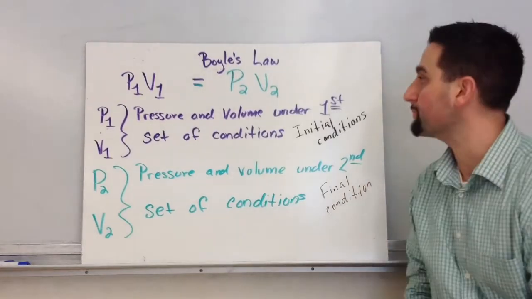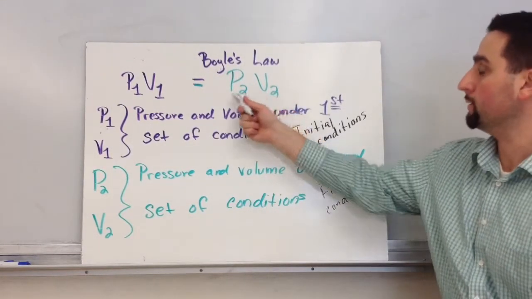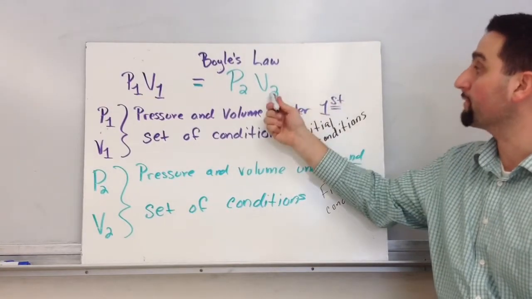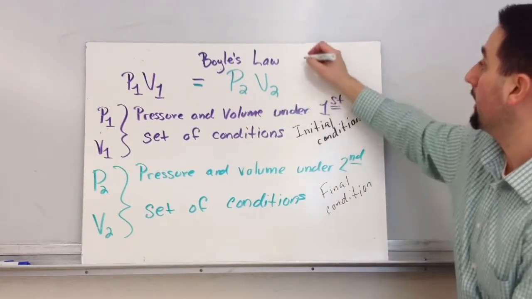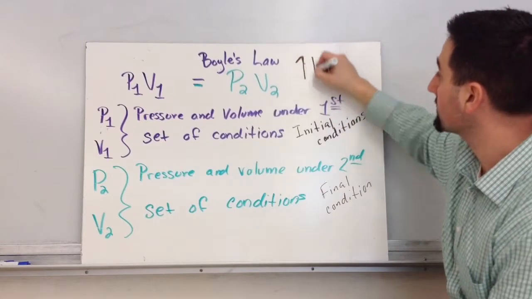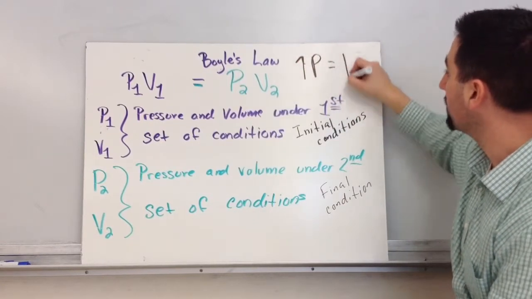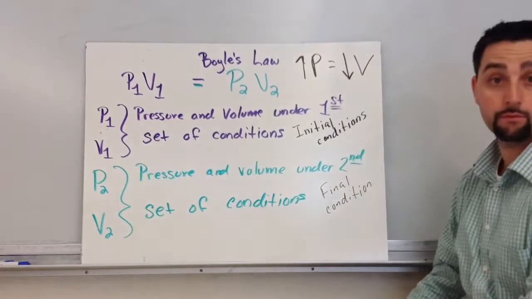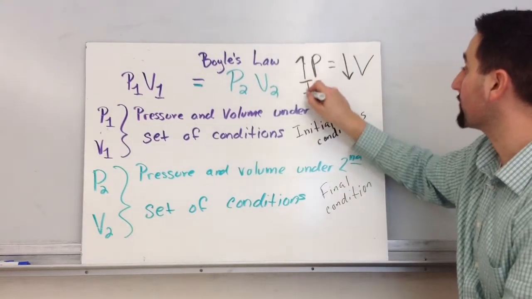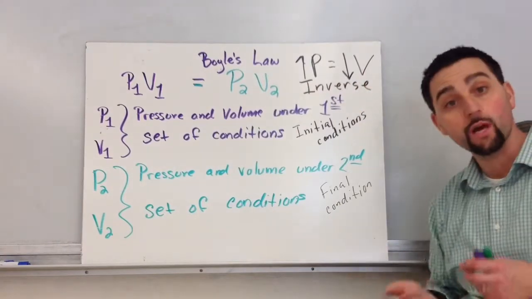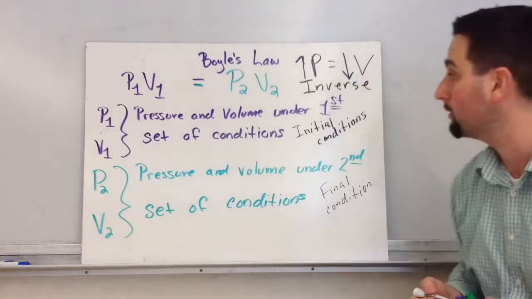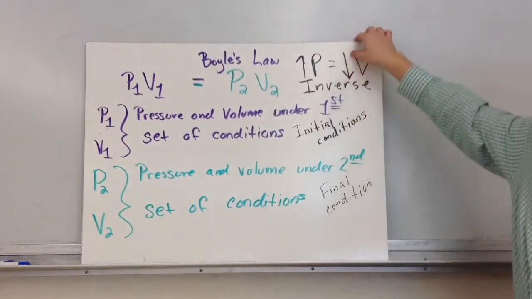So basically with these problems, you're going to be solving for one of these variables. As pressure increases, volume decreases for Boyle's law. In other words, this is an inverse relationship, right? It's opposite. One goes down, the other goes up, and vice versa. It's a seesaw. Okay. So let's take a look at one problem.